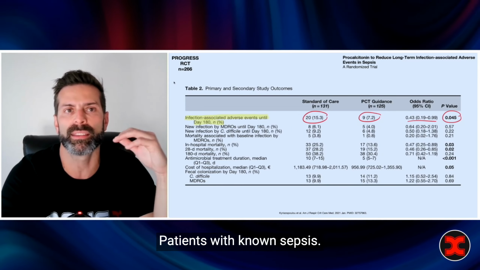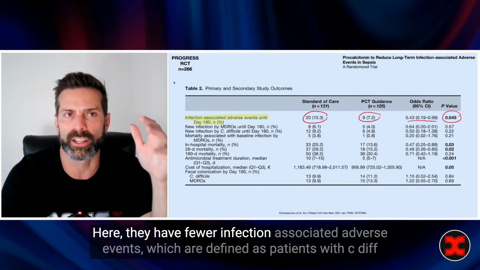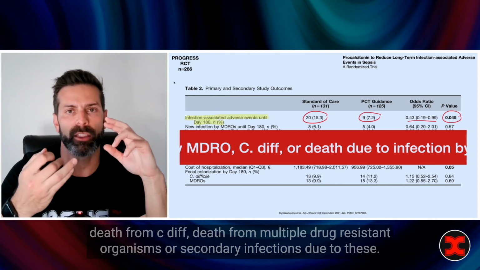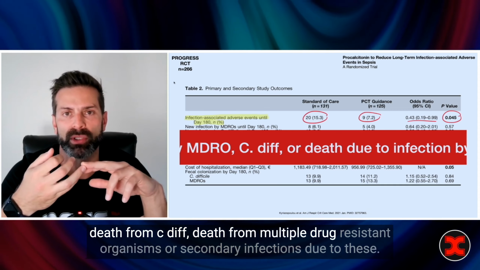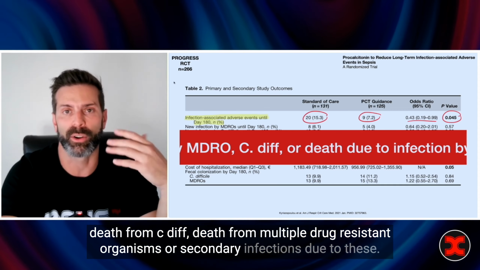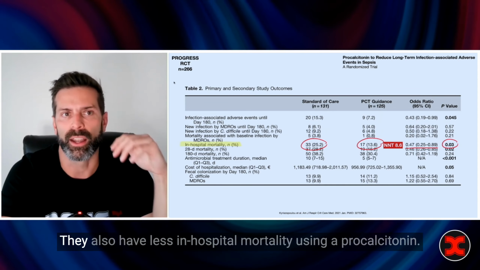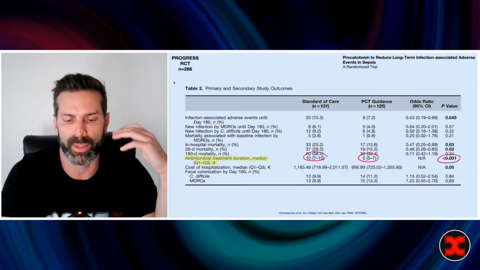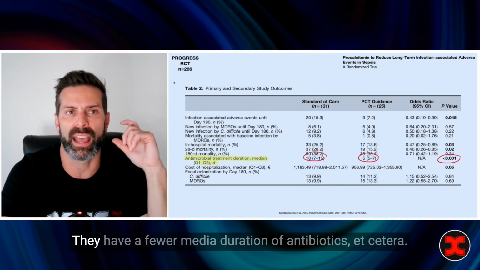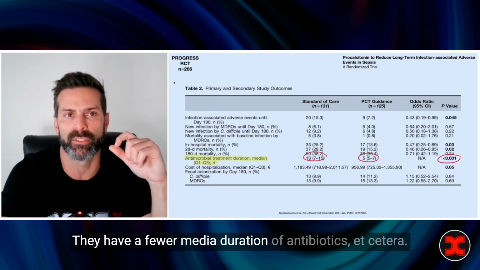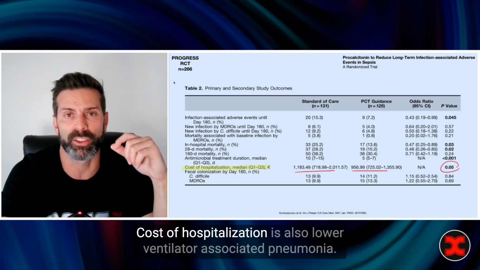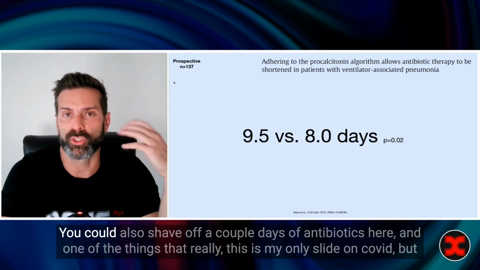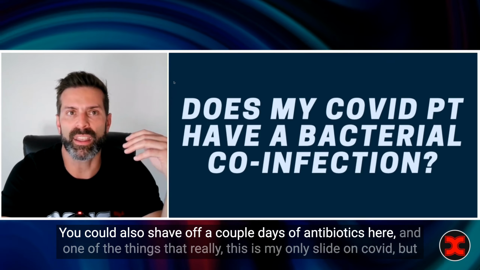Patients with known sepsis, here they have fewer infection-associated adverse events, which are defined as patients with C. diff, death from C. diff, death from drug-resistant organisms, or secondary infections due to these. They also have less in-hospital mortality using a procalcitonin guideline. They have fewer median duration of antibiotics, etc. Cost of hospitalization is also lower. Ventilator-associated pneumonia, you could also shave off a couple of days of antibiotics here.